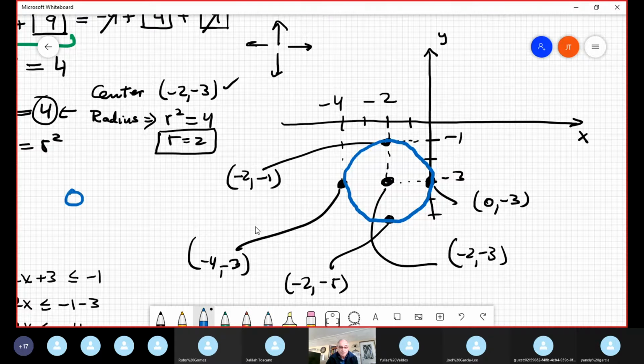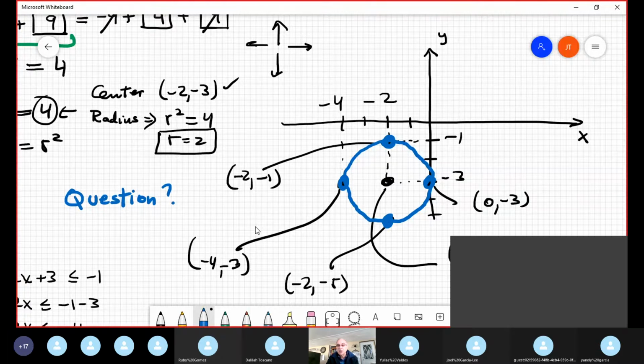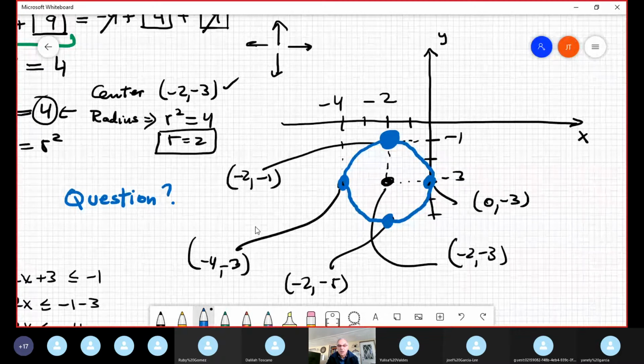Question: do you understand very well where these numbers come from? This point, this point, this point, this point, and this point? How do you determine the point? Okay, it's easy. For example, from the center, I want to determine this point. I know that you move up 2 units. Therefore, the coordinate of the center is negative 2, negative 3, and you move up.